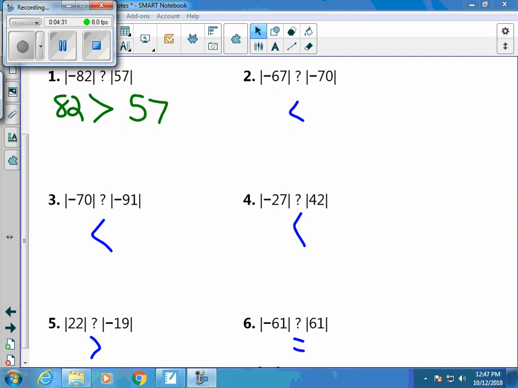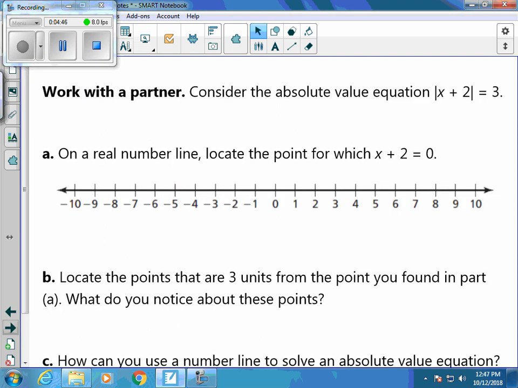All right, here were my solutions. Number 2, I had the distance negative 67 is away from 0 is less than the distance negative 70 is away from 0. I'm not going to read the rest of them, but there are your solutions. I'm going to break this video off because that was really our introduction to absolute values and remembering what they are. Next, we're going to get into absolute value equations.